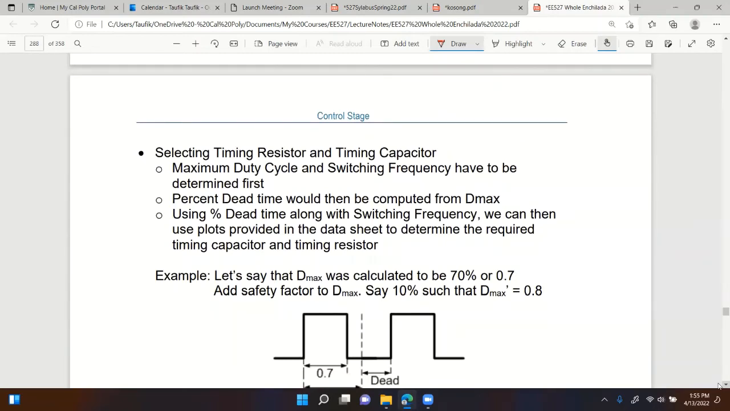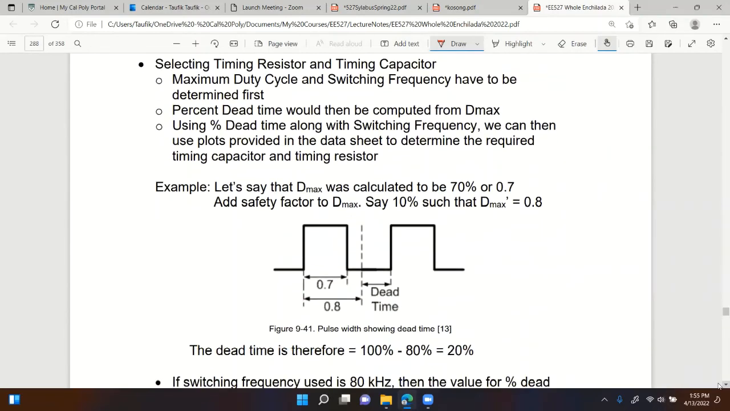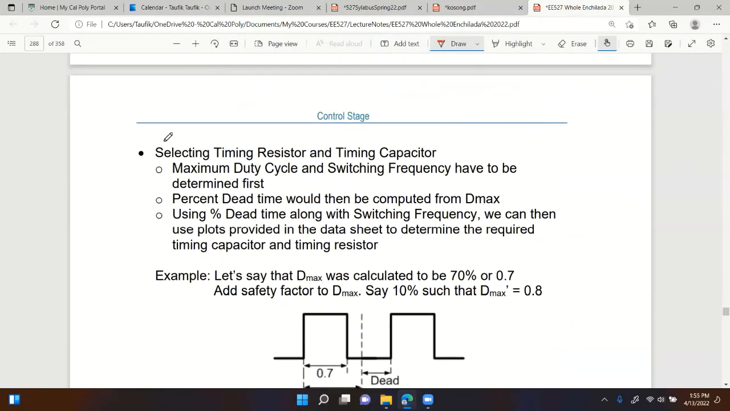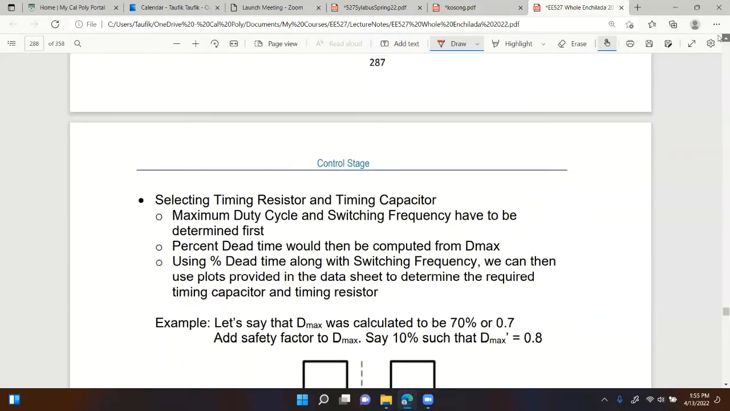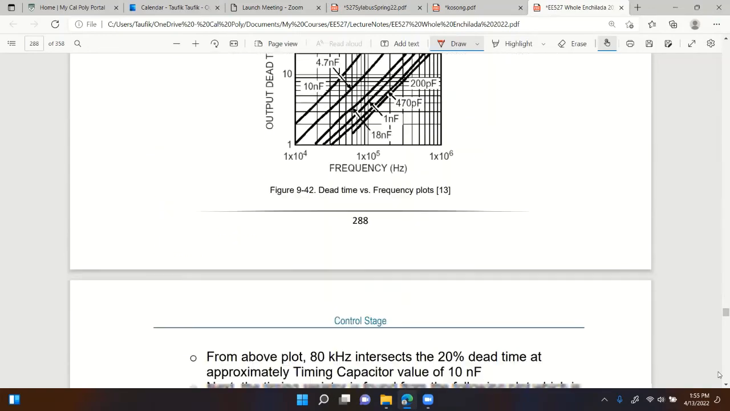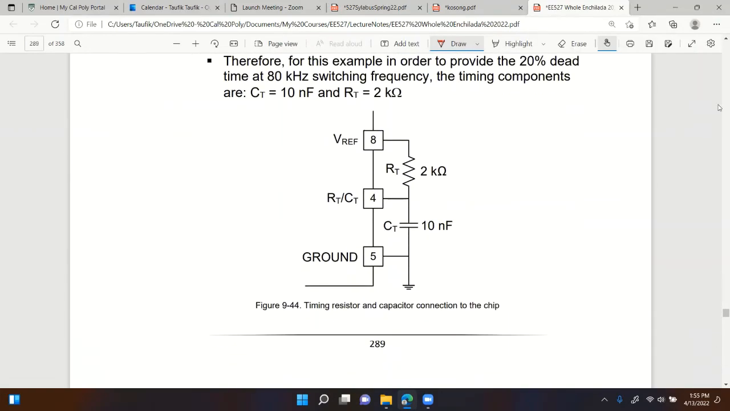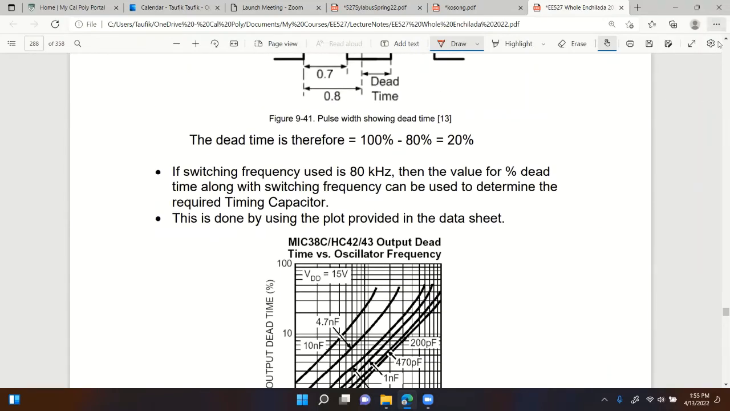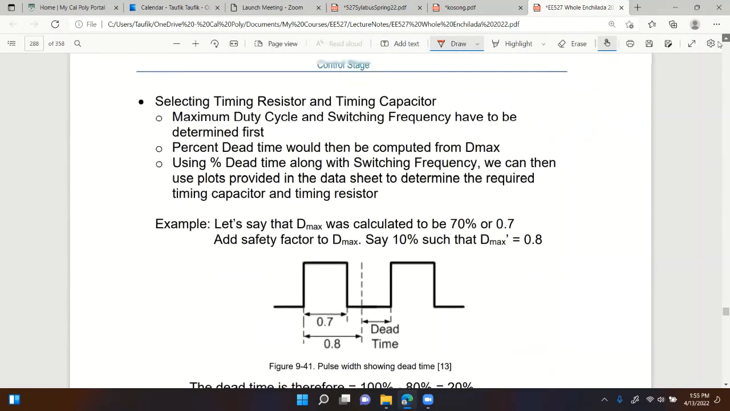What time is it? Oh, 5 more minutes, huh? Yes. All right. So this first one, select timing resistor and timing capacitor. So that has to do with this one right here. You know what? Let's stop, because I don't think I could finish it in 5 minutes. Can I? Maybe. Yeah, let's try.